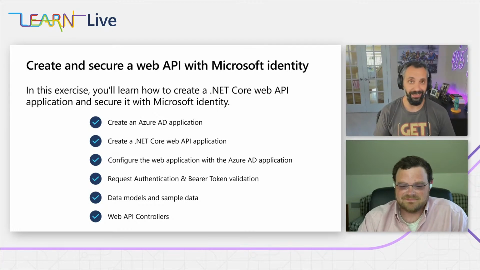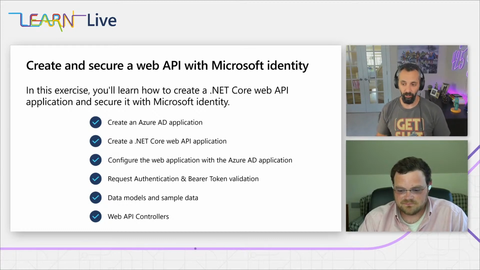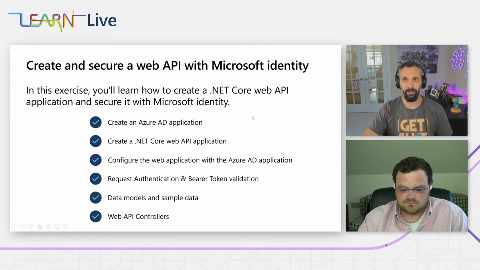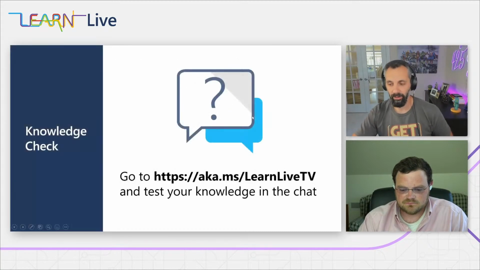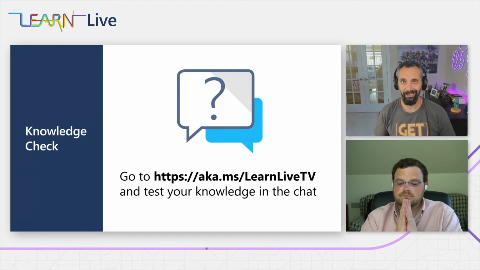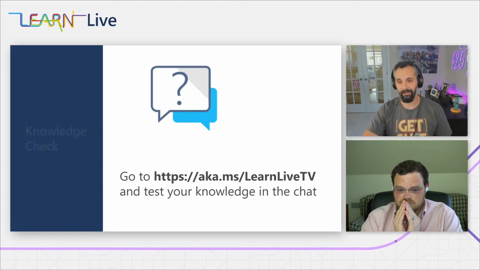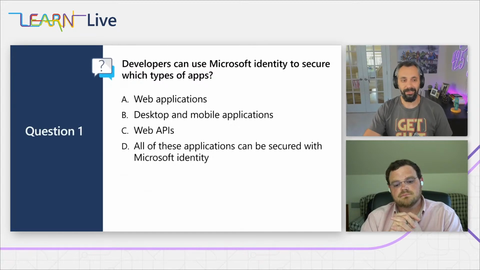Some configuration inside Azure Active Directory. Everything starts with an Azure Active Directory app registration. And then in our controllers, as you saw, we also validate that the users have the right scopes in order for them to be able to access and do their thing. So for you to follow along, just go to https://aka.ms/learnlivetv so you can check this thing with us.